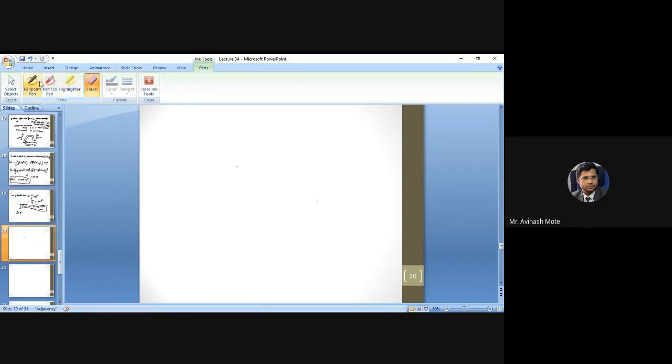So the formula for that, here I will write down: total projected area. So how do we calculate this total projected area?